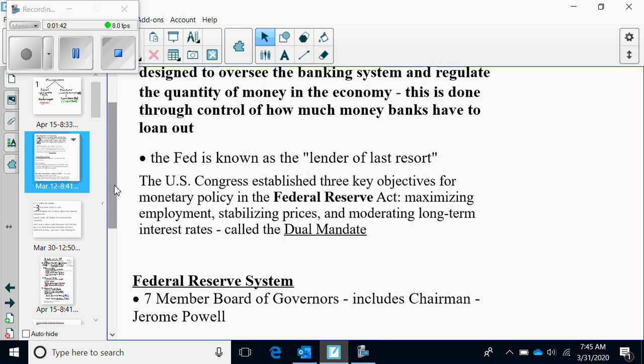The U.S. Congress described three key objectives for the Federal Reserve. They are to focus on maximizing employment, stabilizing prices, and moderating long-term interest rates. They call it the dual mandate. Yes, I know there's three things there, but stabilizing prices and moderating long-term interest rates generally go together.